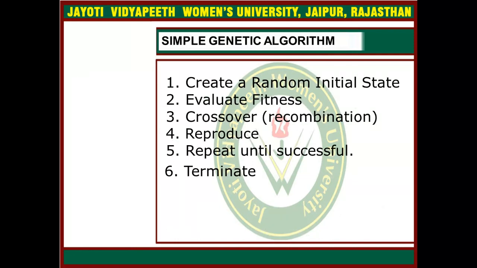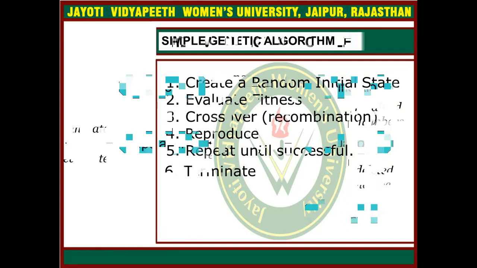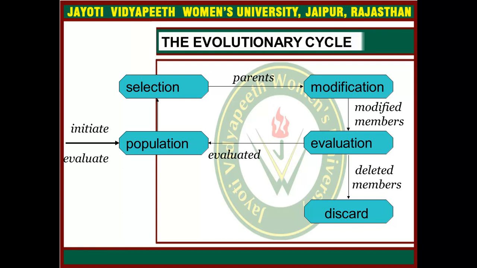Now come to the simple genetic algorithm. In this simple genetic algorithm, first it creates a random initial state, then evaluates fitness, then crossover, that is recombination, after recombination it reproduces, then this cycle repeats until successful completion is found, and the last is terminate. This is the evolutionary cycle of genetic algorithm.